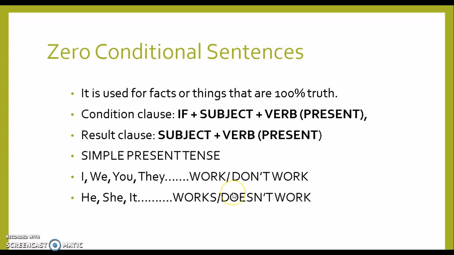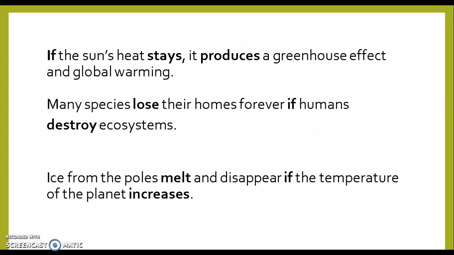If you have to work in the negative form, remember, for I, we, you, and they, the word is don't. Don't work is the auxiliary. For he, she, and it, the auxiliary is doesn't. For example, doesn't work. Let's see some examples.